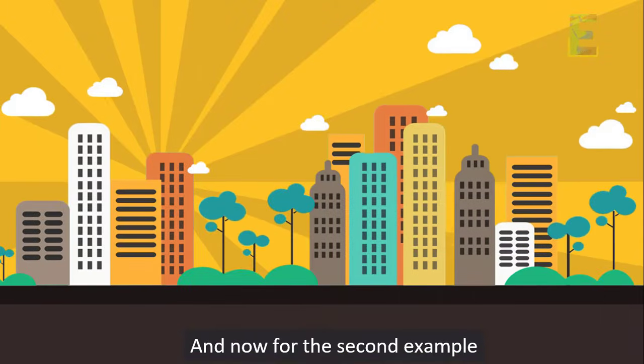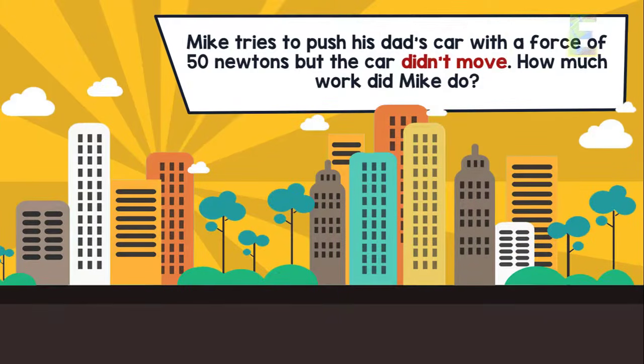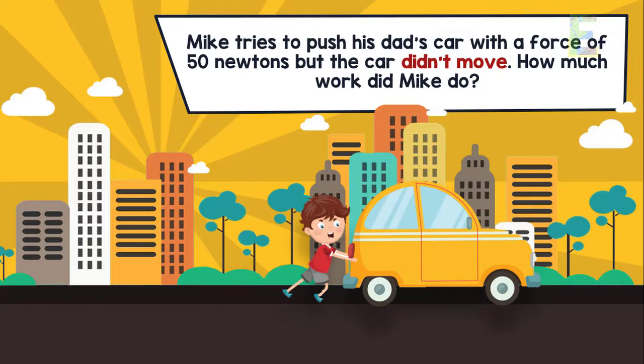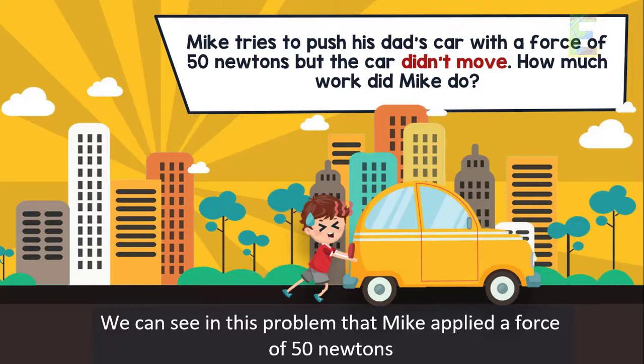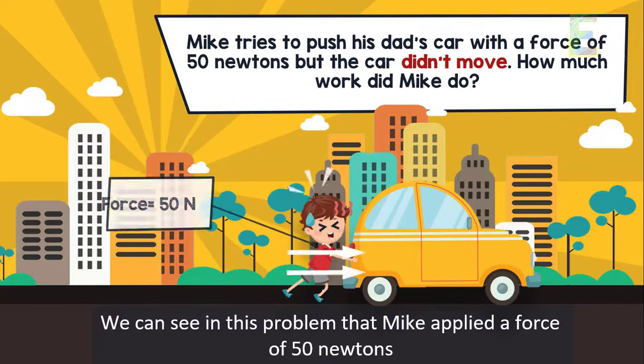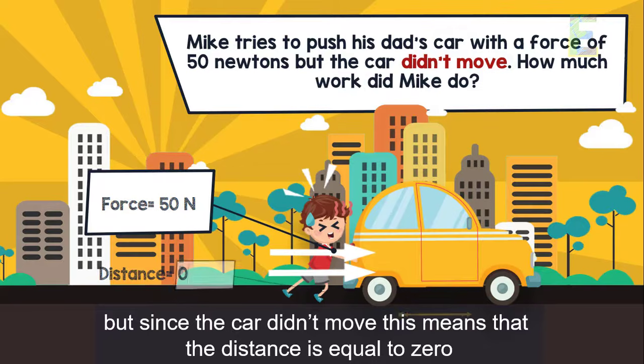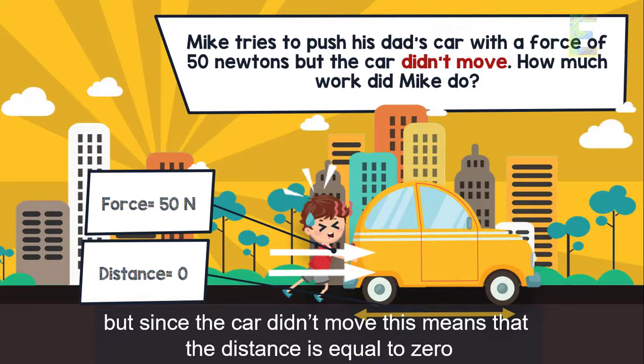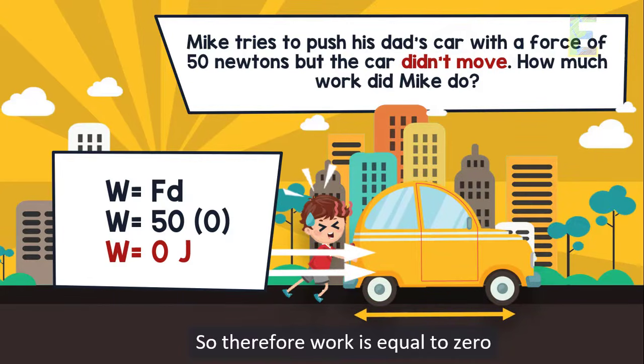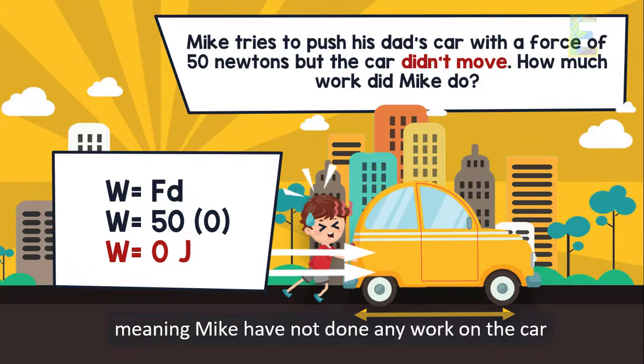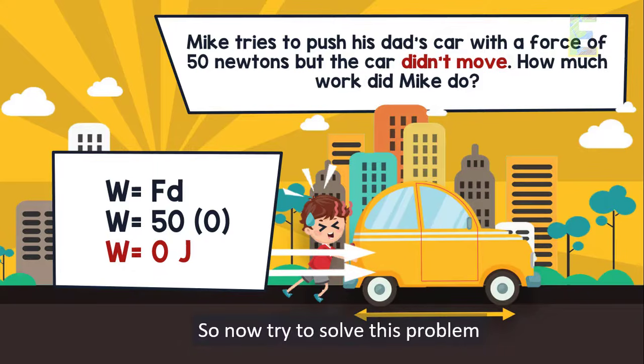And now, for the second example, Mike tries to push his dad's car with a force of 15 newtons, but the car didn't move. Now the question, how much work did Mike do? We can see in this problem that Mike applied a force of 15 newtons, but since the car didn't move, this means that the distance is equal to 0. So therefore, work is equal to 0, meaning Mike has not done any work on the car. Easy, right?